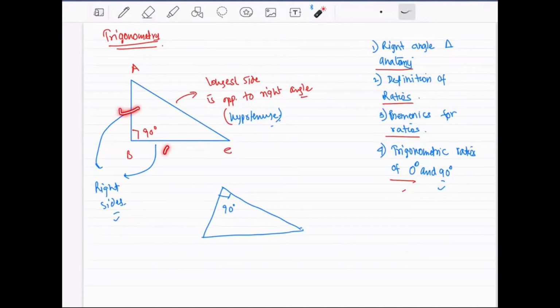Now these two right sides, this right side AB and right side BC, we can differentiate them. We can classify them into two types.